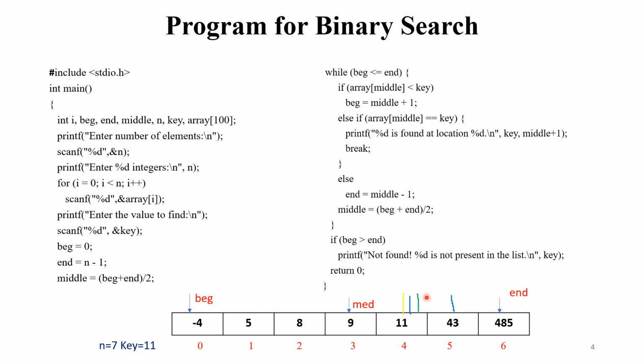In the second case, if the element is not present in the whole array, which means the key is not present in the array, then we jump to this if condition, that is, beginning is greater than end. Then print element is not found, that is, %d is not present in the list. Which means 11 is not present in the list, if our key is not present in this list.